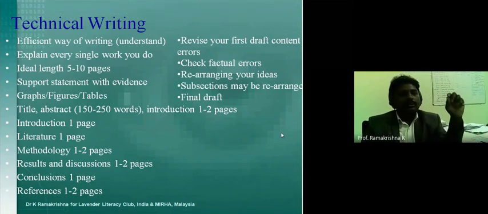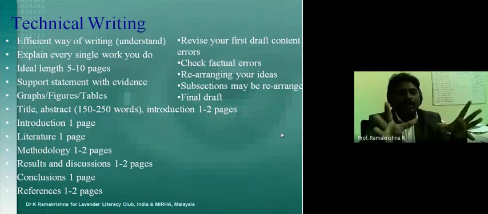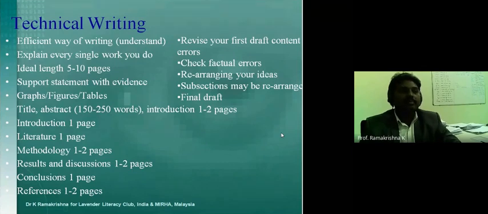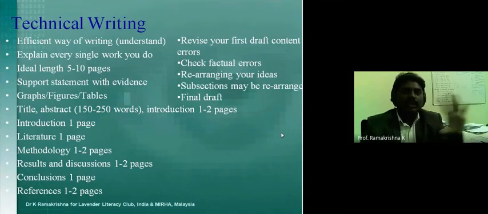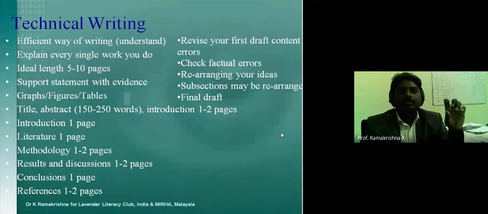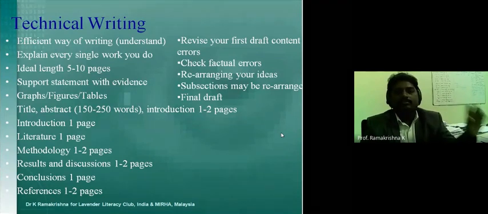So coming to the technical writing, you see, the efficient way of writing is to understand, right? So you have to keep these points in your mind while you are preparing any technical paper, and explain every single work you do. The ideal length shall always be 5 to 10 pages, right? It depends upon the type of journal, but it is always better to write papers with 5.